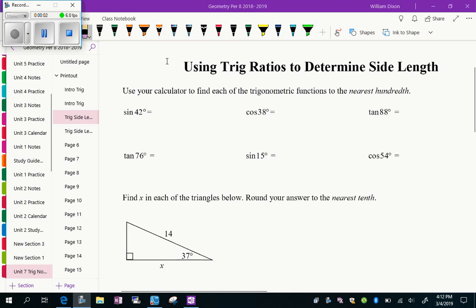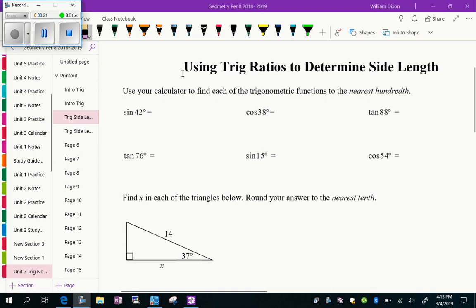In today's lesson, we're going to use those trig functions that we discovered in our last lesson to determine side lengths. And actually, this is pretty cool stuff. The first thing we need to do is use our calculator to find some trig functions, and we're going to round those to the nearest 100th.